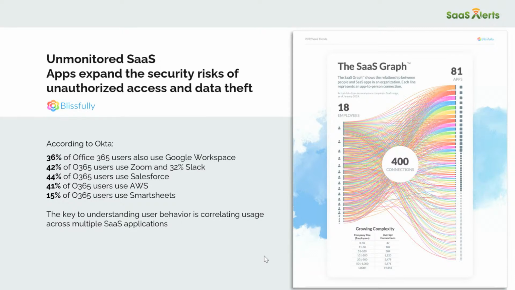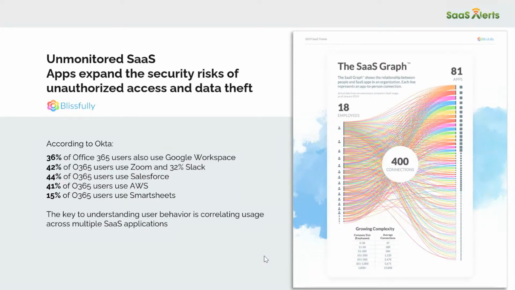and one of the things you should be doing, or monitoring solutions should be doing, is what we do at SaaS Alerts: we actually correlate the usage across multiple SaaS applications. Because if you're just looking at a single SaaS tenant, it can show you what's going on, again in a silo, but not what it's doing from a correlation standpoint.